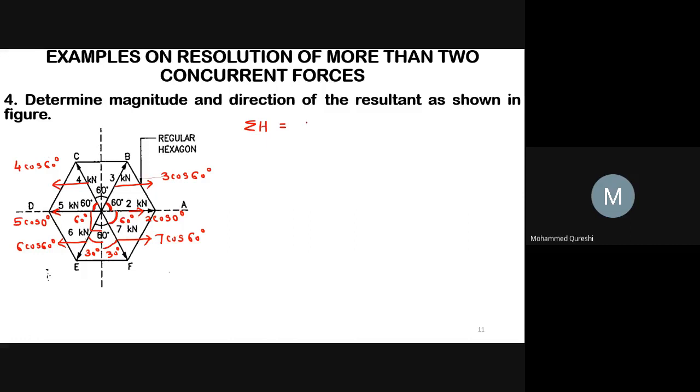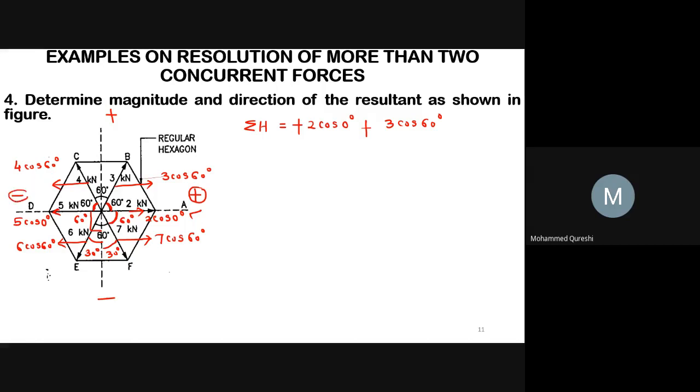Now we will put the values here. So sigma h equals to, first is nothing but 2 cos 0 degree. So here plus or minus, plus axis, minus axis. So your 2 cos 0 will be plus. So sigma h equals to plus 2 cos 0. Here again same, 3 cos 60. It is in first quadrant. Hence our horizontal component will be positive. So here plus 3 cos 60 degree.